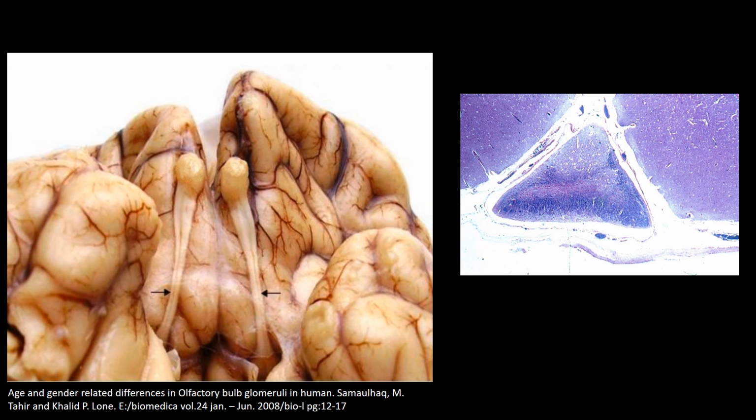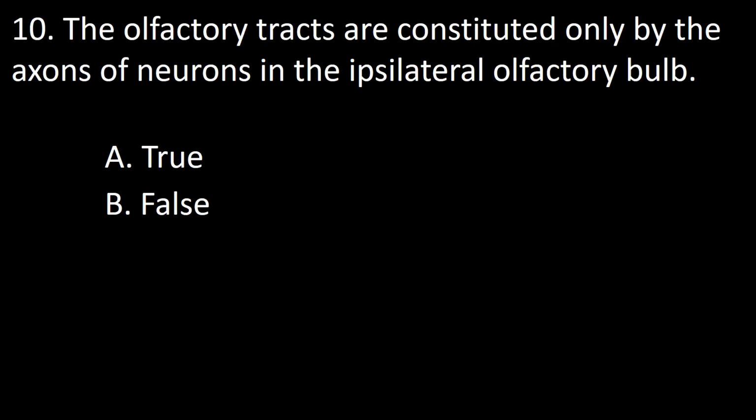In the tracts, you can see axons originated in neurons in the ipsilateral and contralateral bulbs, as well as axons from cortical and nuclear cerebral structures. In addition to that, you can also see neurons. These neurons constitute the anterior olfactory nucleus. So the answer to this question is B.